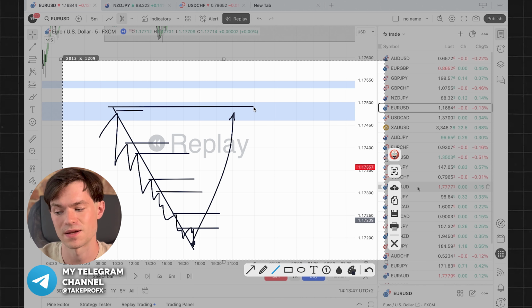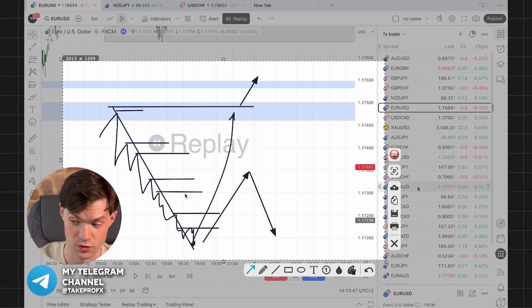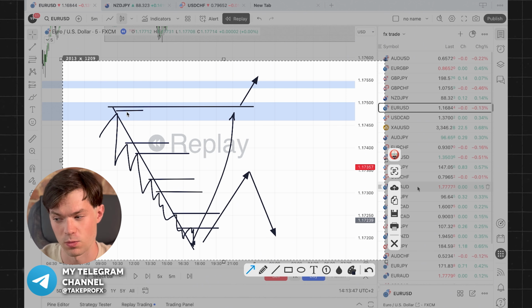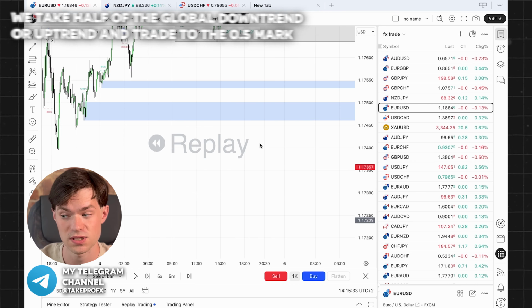This may not necessarily be an update and the beginning of a new trend. It can also be an ordinary corrective movement, up to half of Fibonacci. So we take half of the global downtrend or uptrend and trade, for example, to the 0.5 mark and use it as our target. Let's take a look at the first euro-dollar currency pair trade.